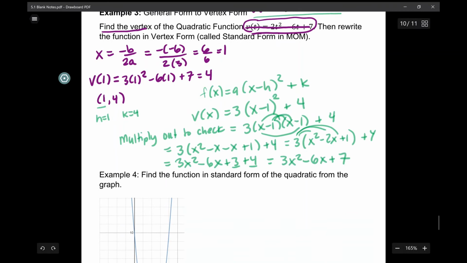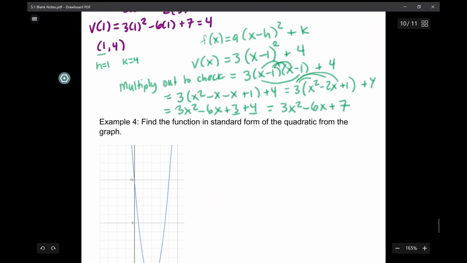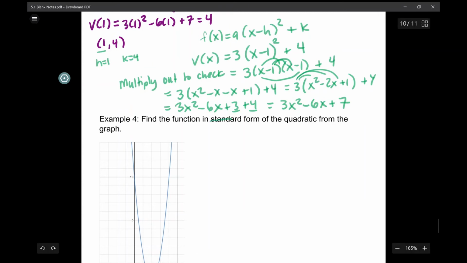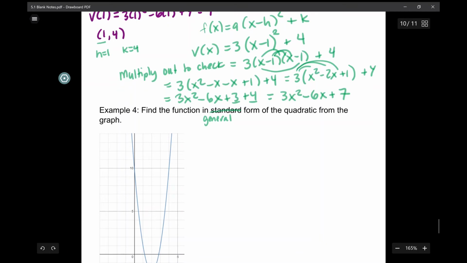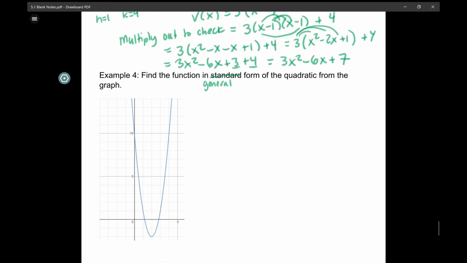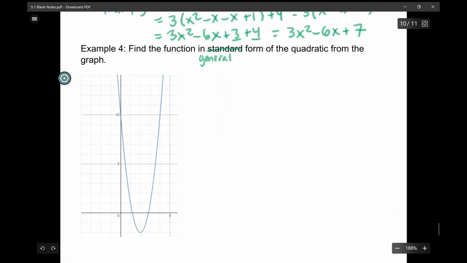Let's go ahead and find the function in standard form of the quadratic from the graph. And I meant to say general form. General form from this graph. So the way I'm going to do this is almost the exact opposite of the way I did the last problem. I'm going to write this guy in vertex form. So the first thing I'm going to do is write it in vertex form, and then I'm going to multiply it out to get it into general form.